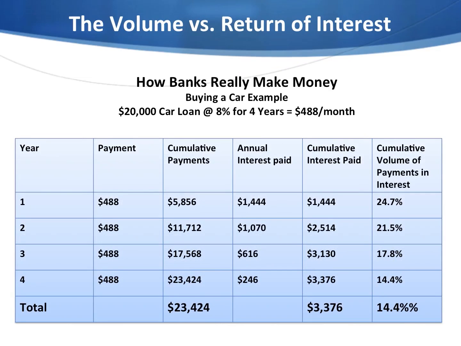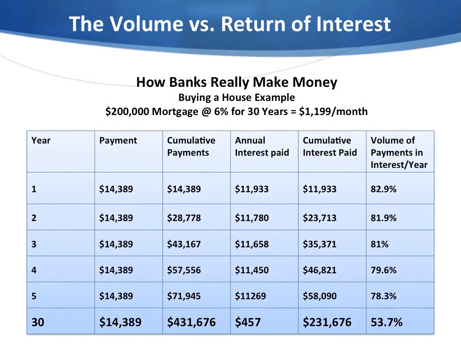Understanding interest rates and volumes of interest in the banking process is extremely important. As you can see in this example, the loan interest rate is 8%, but the volume of interest as a percentage of all the payments made over the loan period is 14.4%. The longer a loan period is, the greater the volume of interest is in comparison to the total of all the payments made, such as in the case of a 30-year mortgage. The cumulative volume of interest in this example is an astonishing 53.7% of all payments. If you were to refinance this loan in the 5th year, the volume of interest would be 78.3%.